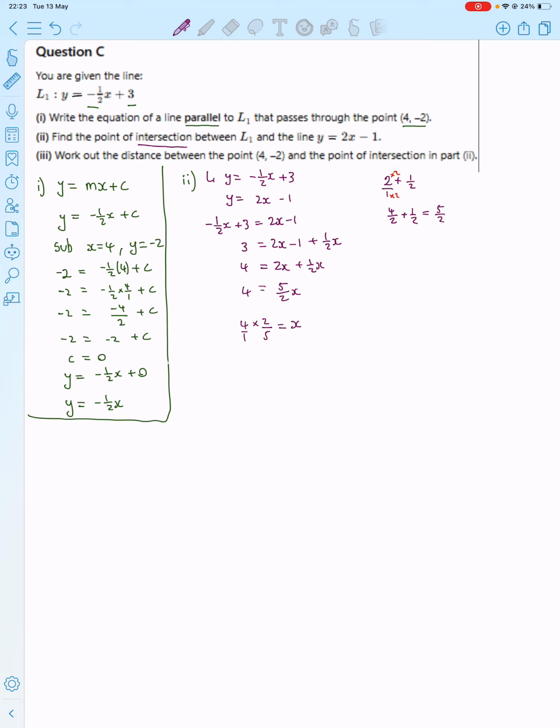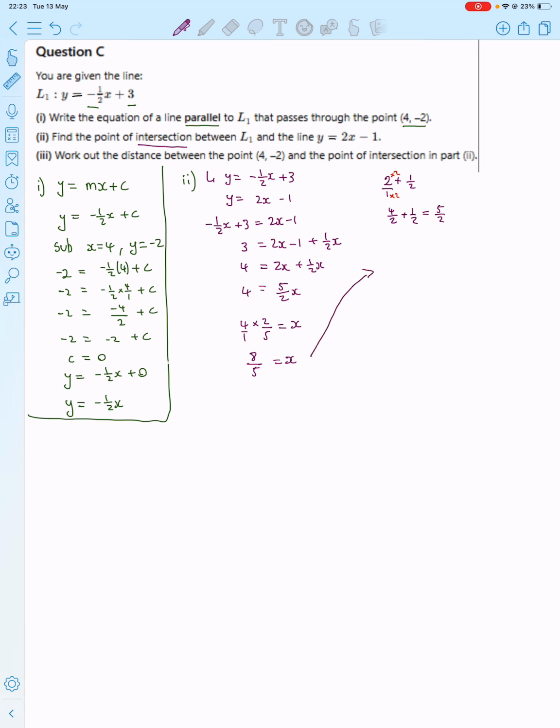I noticed that a lot of people sometimes have troubles remembering this aspect of multiplying fractions, so I keep writing it like this. 4 times 2 is 8, and then that's over 5, which equals x. So we've got x equals 8 over 5. Okay. Now, to work out y, we're just going to substitute it into one of the equations.